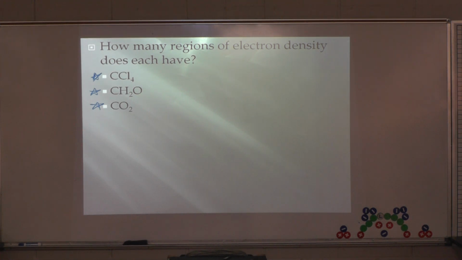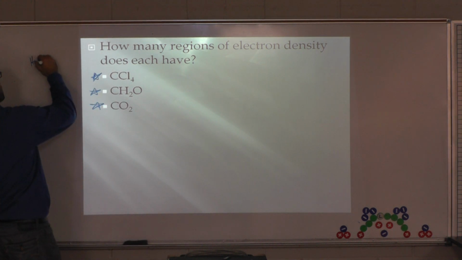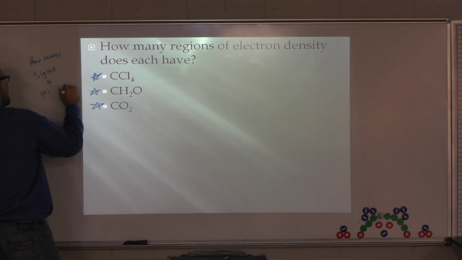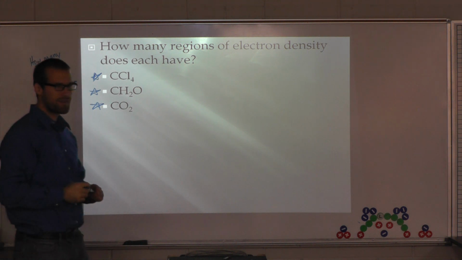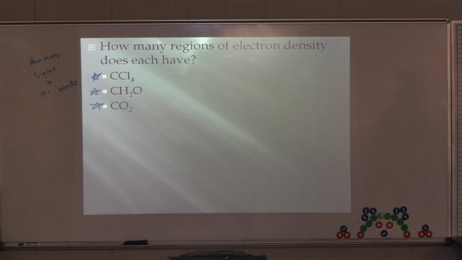Done, Gabe? Oh, I'm going to add this to it. I also want you to identify how many sigma and pi bonds each of these guys have, which, once you have the Lewis structure, is not too difficult.